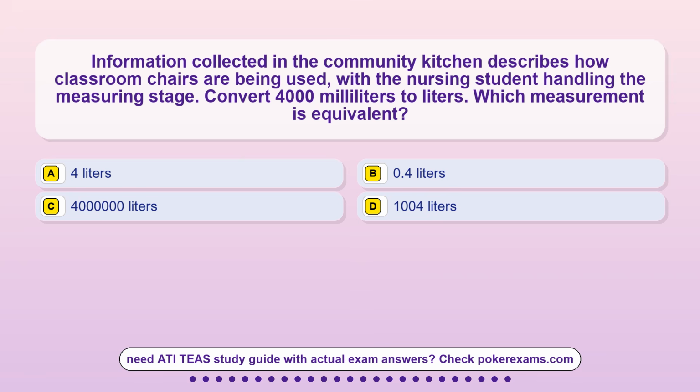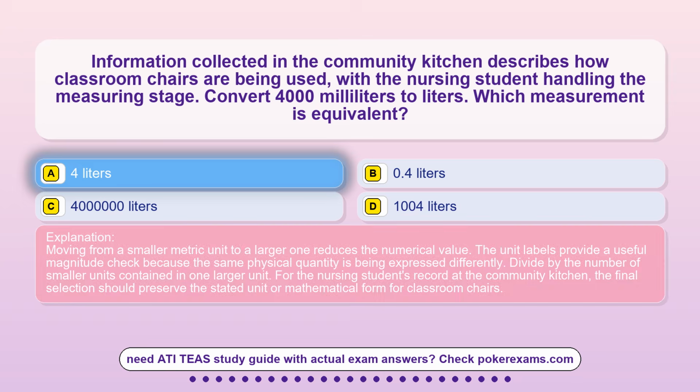Which measurement is equivalent? Option A, 4 liters. Option B, 0.4 liters. Option C, 4 million liters. Option D, 1,004 liters. The correct answer is option A, 4 liters. Moving from a smaller metric unit to a larger one reduces the numerical value. The unit labels provide a useful magnitude check because the same physical quantity is being expressed differently. Divide by the number of smaller units contained in one larger unit.